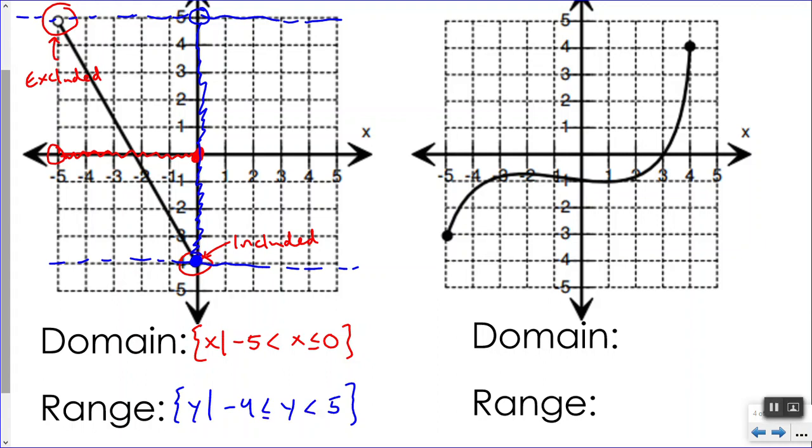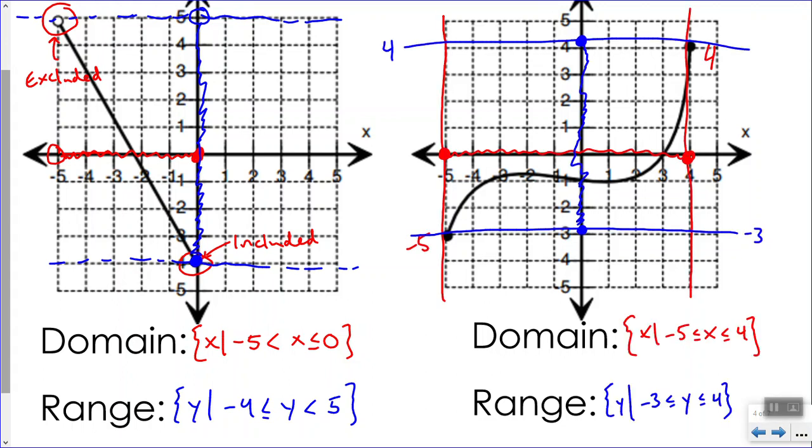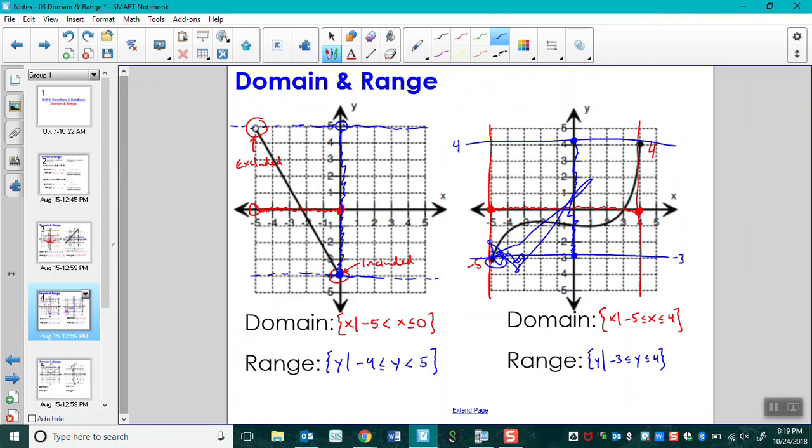Go ahead, pause the video, and see if you can find the domain and range of the function on the right. Alright, so for this graph, we have two closed circles, one on either side. Let me get rid of that.